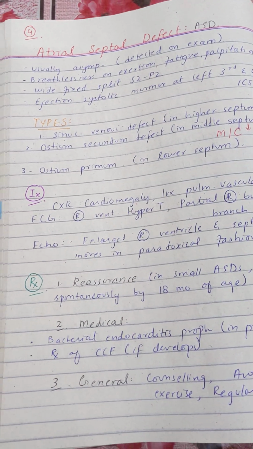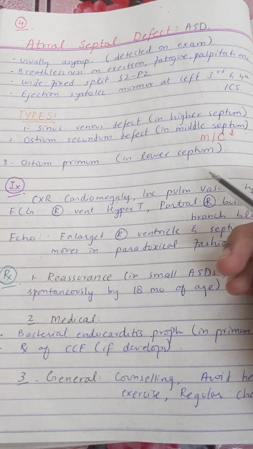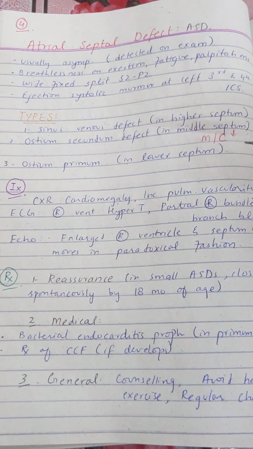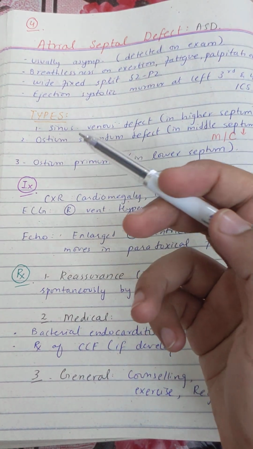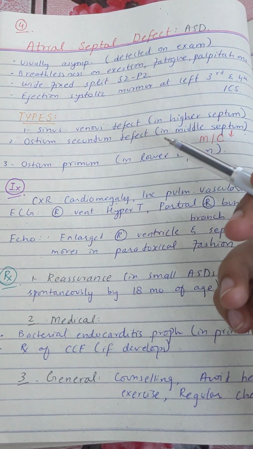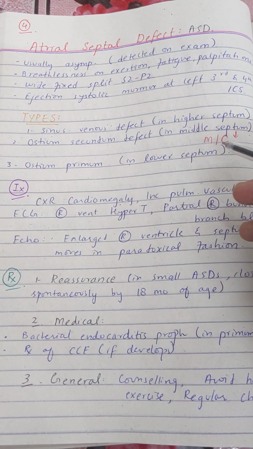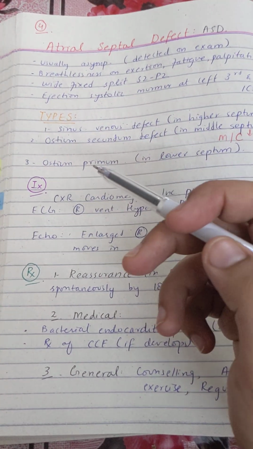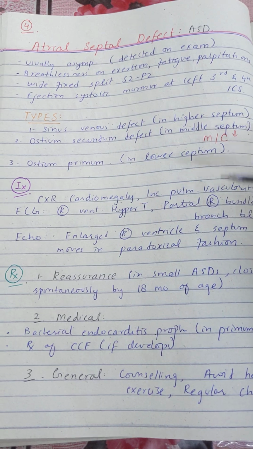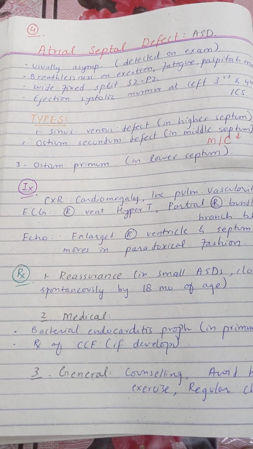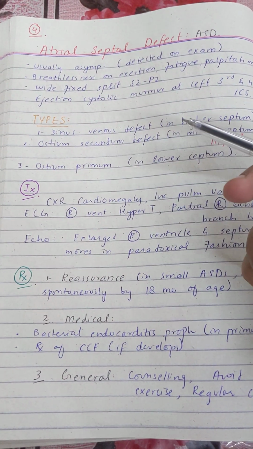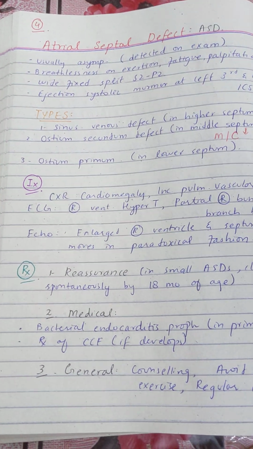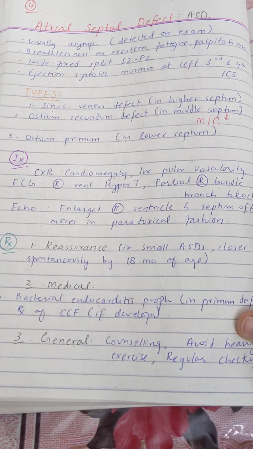Another important point is that there are certain types of ASD. Number one is the sinus venosus defect, which is high up in the septum. The second type is the ostium secundum defect, which is in the middle of the septum, and this is the most common defect. The third is the ostium primum defect, which is in the lower portion of the septum. So these are the three types: sinus venosus defect, ostium secundum defect, the most common one, and the ostium primum defect.